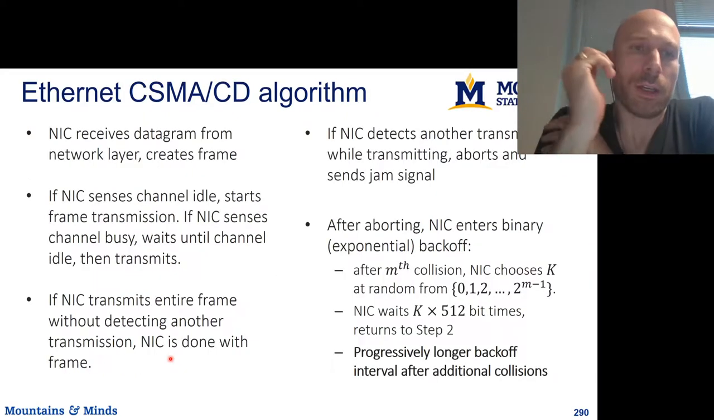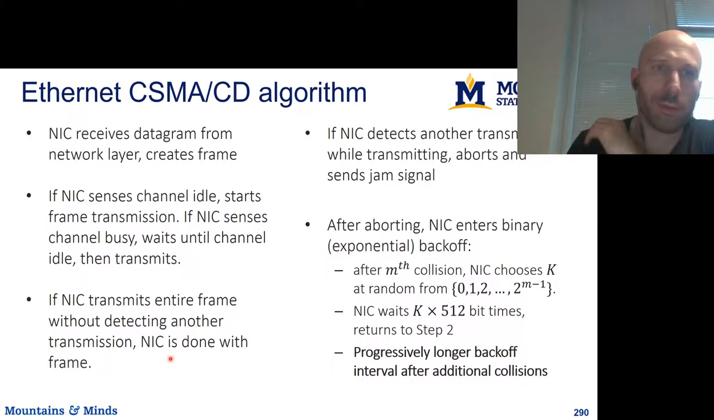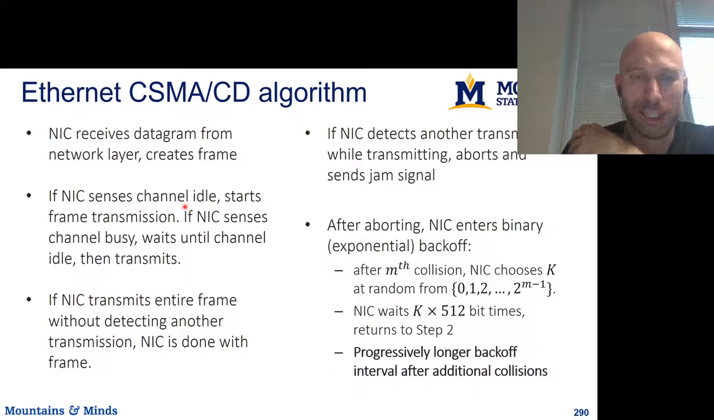Okay. So the way this works in more detail is that the network interface card receives a datagram from the network layer and creates a frame, basically encapsulates the data in a frame. The network card then tries to sense if the channel is idle, if there's no one else speaking, and if so, starts the transmission. If the channel has been busy, then it waits until it's free to start transmitting. If the transmission goes through without detection of collision, then we can move on to another frame.